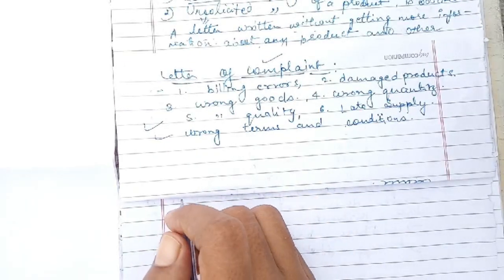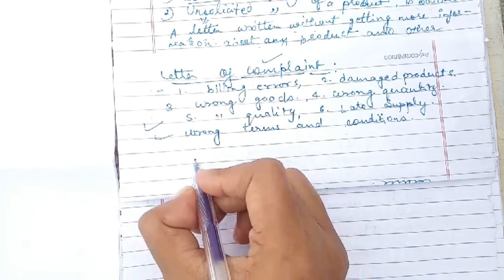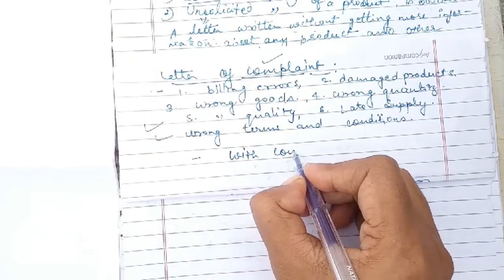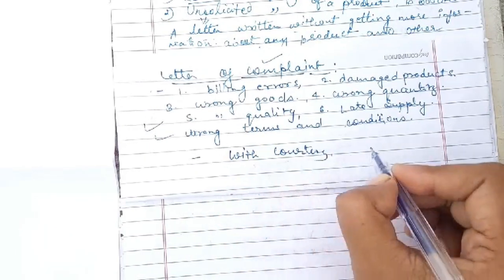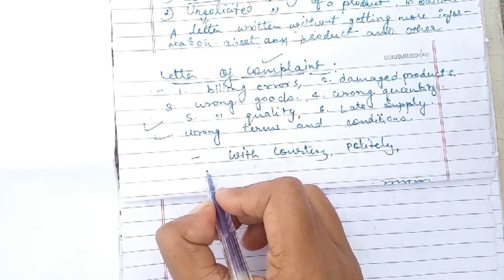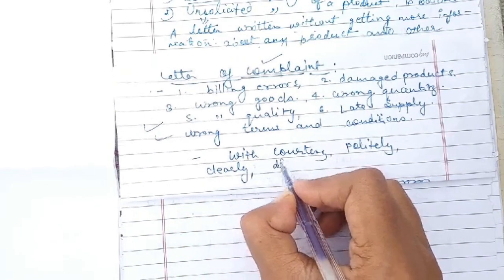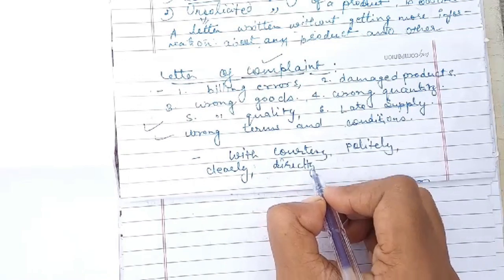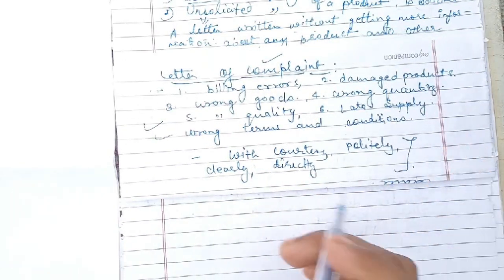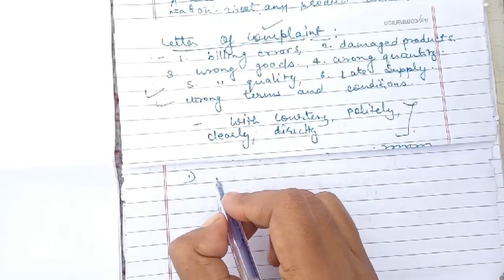But one thing to be noticed, that never write a complaint letter aggressively. Write it with courtesy, politely, clearly, directly, etc. So be very polite while writing down a complaint letter. And one point is very much important, that a complaint letter must be written at once.